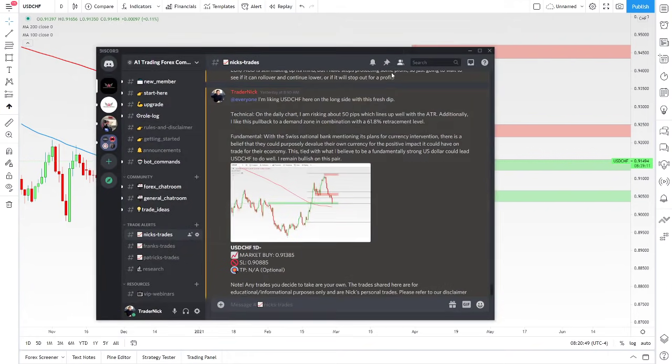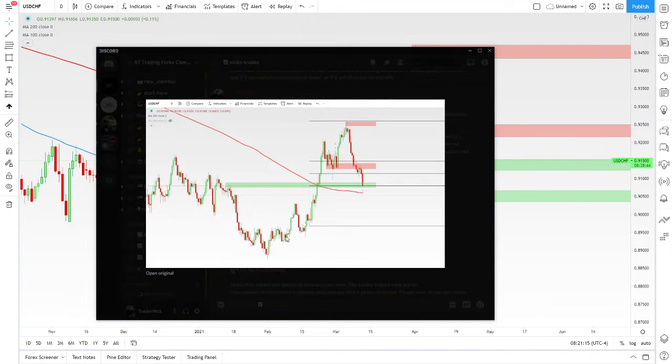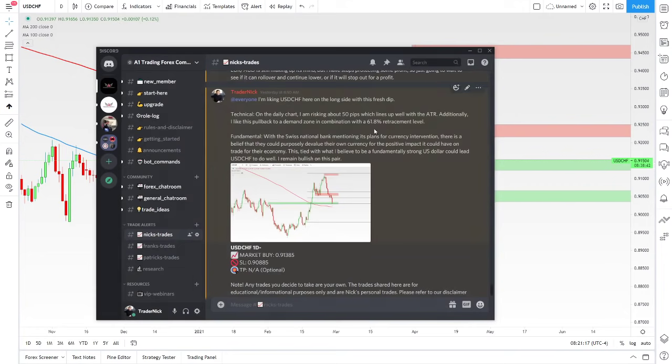There we go. Okay, so I basically said, I'm going to read it for you. I said I'm liking USD Swiss on the long side. I said this yesterday morning, and I said I like getting long here on the fresh dip. On the technical side, I said on the daily chart, I'm risking about 50 pips, which lines up well with the ATR, the average true range, which I'll show you in a second. And then I like this pullback to a demand zone in combination with the 61.8 retracement. So I like this level a lot.